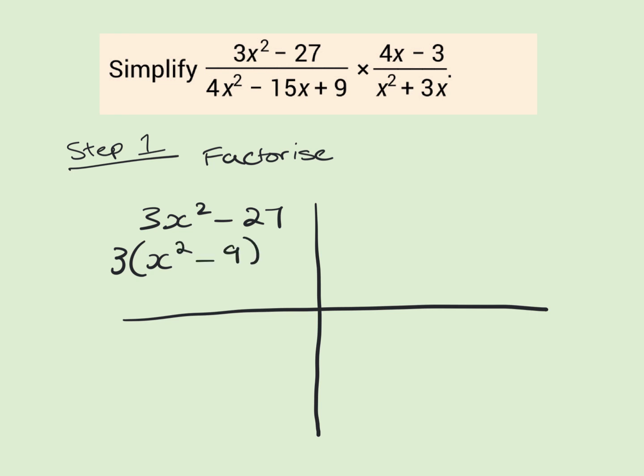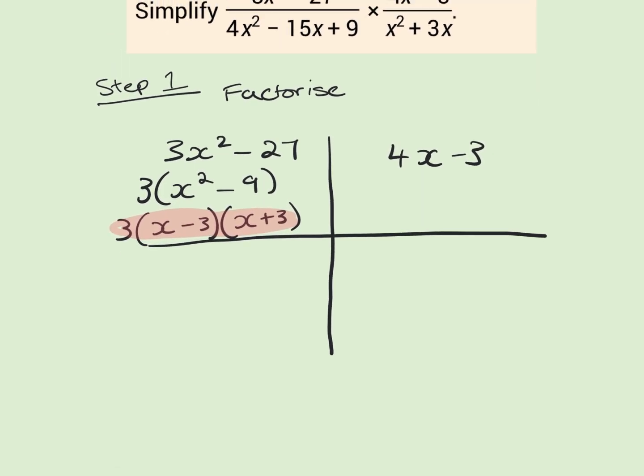And as we know, that x squared minus 9 is the difference of 2 squares. And that's very simply just x minus 3, x plus 3. Remember, I told you just to learn that. So that's my first part, factorized out completely. If I look at my second, so I have 4x minus 3, well, that's just going to be the same. So there's very little that I can do with that.